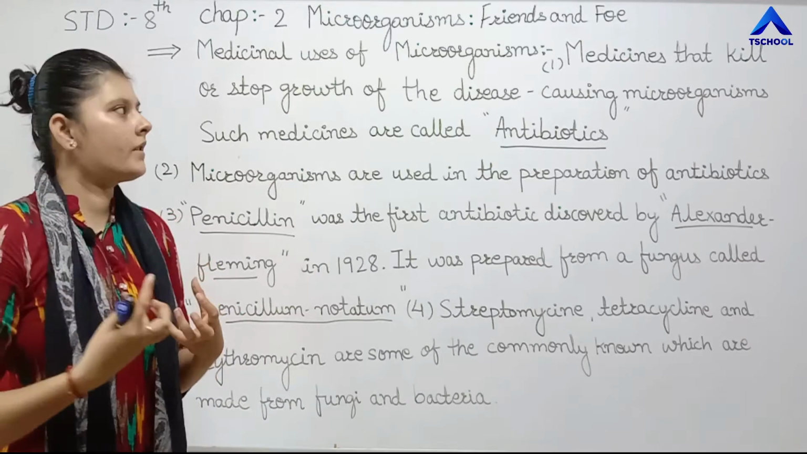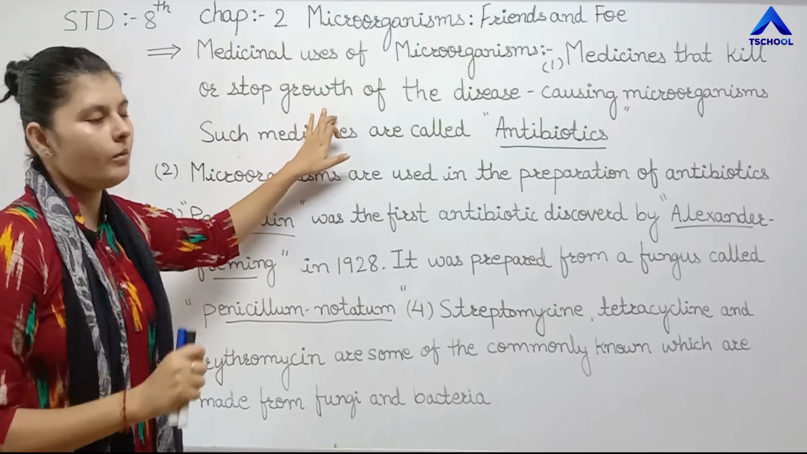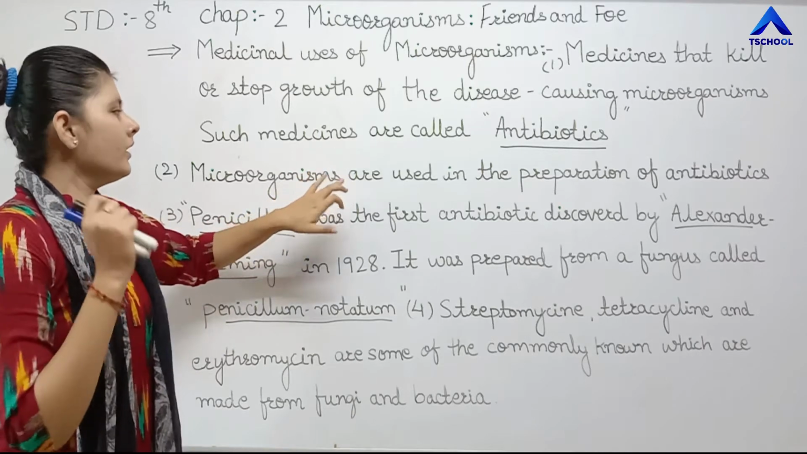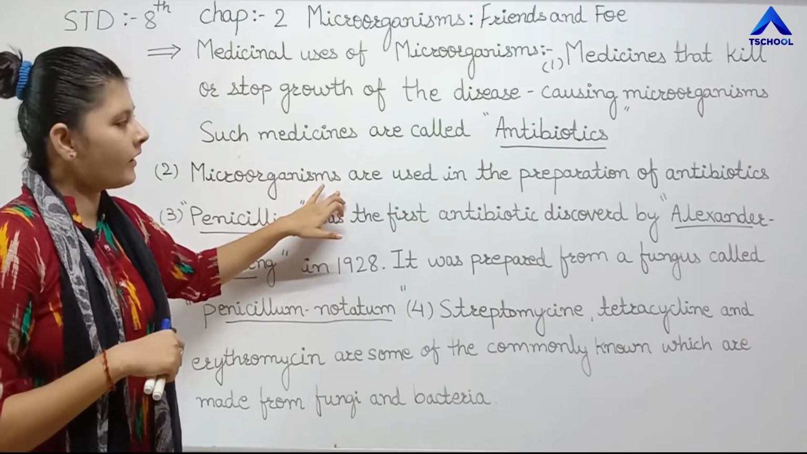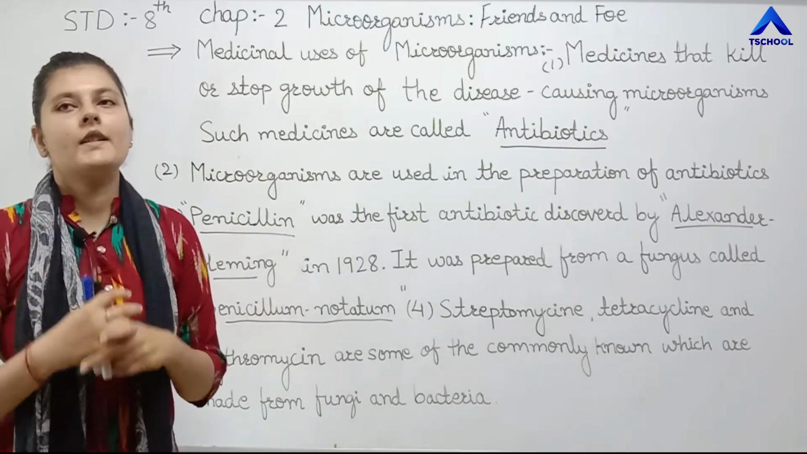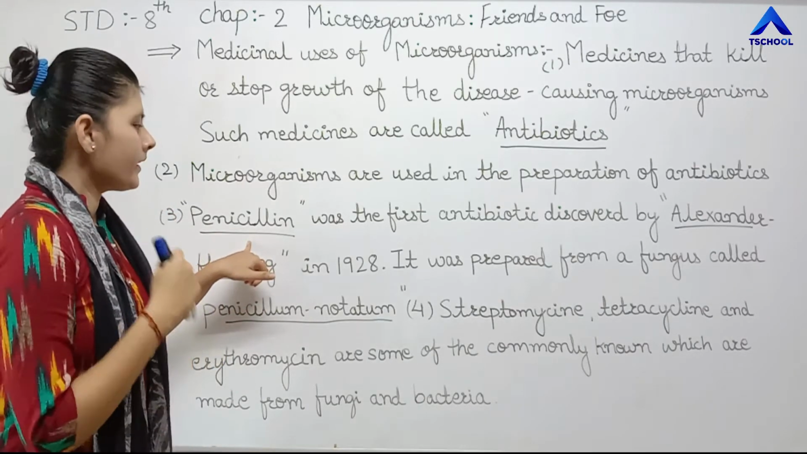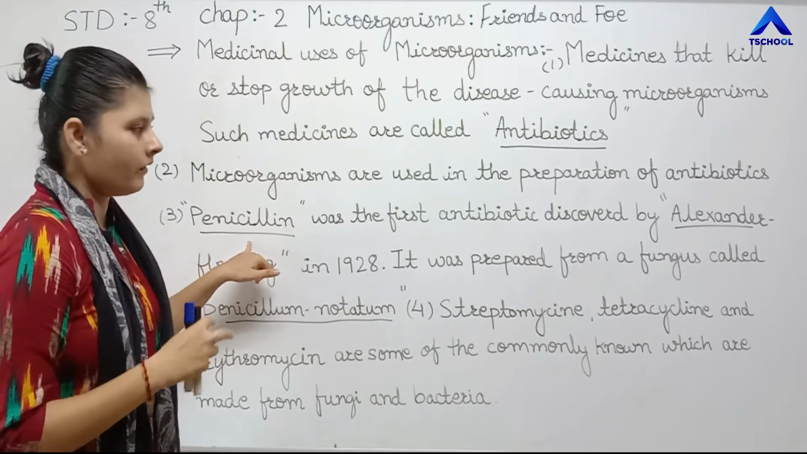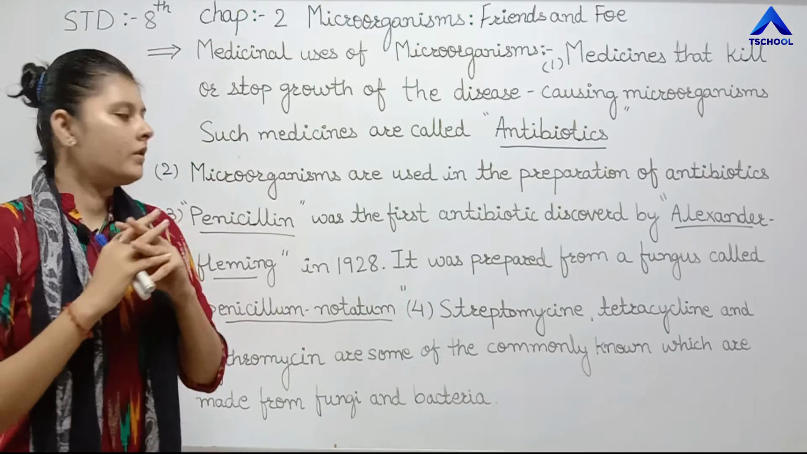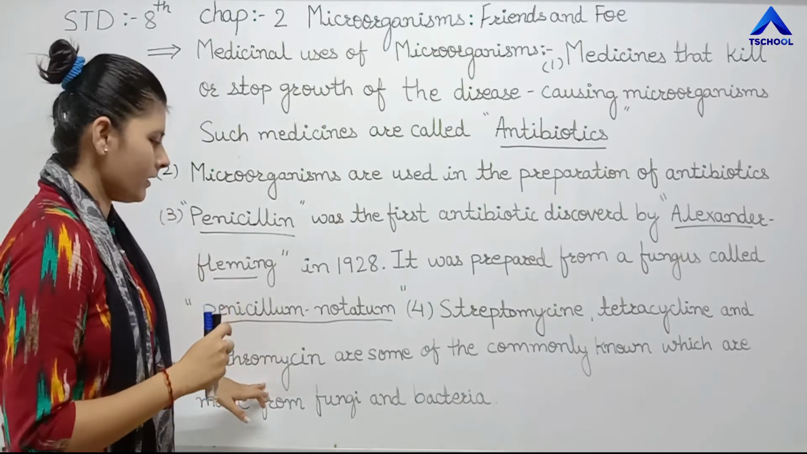So what we have discussed here: what is an antibiotic. If a medicine kills the bacteria or stops its growth, that medicine is called an antibiotic. Number two, commonly we use microorganisms for the preparation of antibiotics. Then who discovered antibiotics? Alexander Fleming. And which antibiotic was the first? That was penicillin, prepared from a fungus called Penicillium notatum. The commonly known antibiotics are streptomycin, tetracycline and erythromycin.